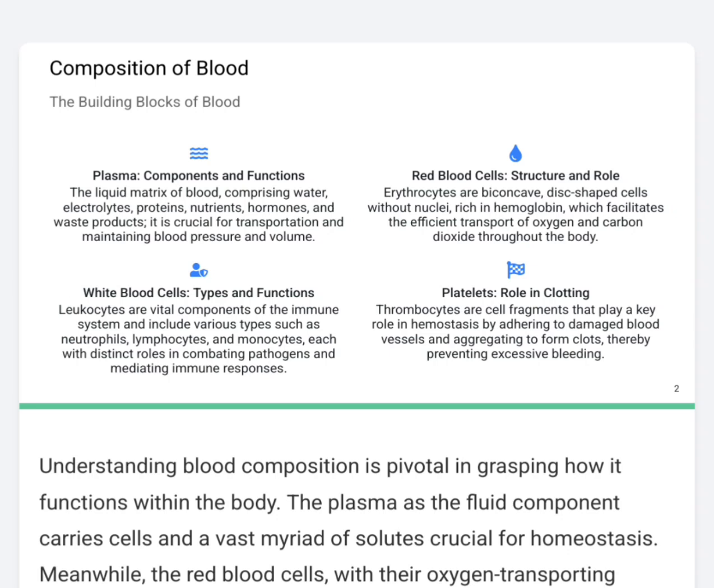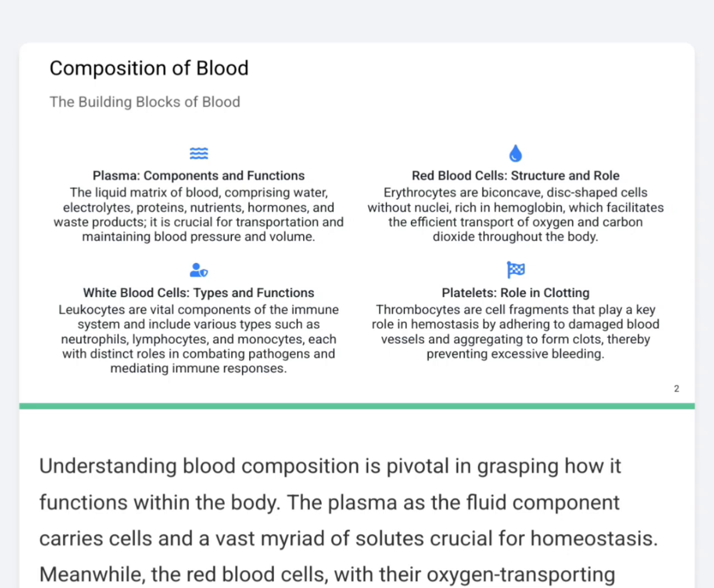Red blood cells, structure and role. Erythrocytes are biconcave disc-shaped cells without nuclei, rich in hemoglobin, which facilitates the efficient transport of oxygen and carbon dioxide throughout the body. White blood cells, types and functions. Leukocytes are vital components of the immune system and include various types such as neutrophils, lymphocytes and monocytes, each with distinct roles in combating pathogens and mediating immune responses.